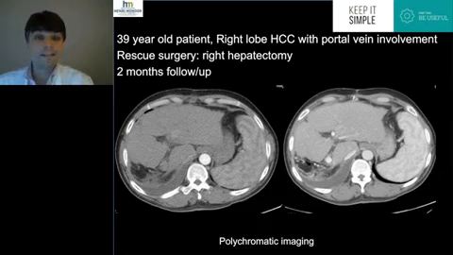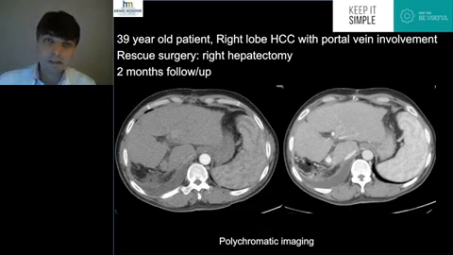Third example, detecting hypervascular tumors within the liver. Here's a 39-year-old patient. And that patient was followed up after a hepatectomy with a very high risk of HCC recurrence. A patient had been treated with a rescue surgery, with a very large HCC in the healthy liver, with portal vein macrovascular invasion. So this patient is at very high risk for early relapse.